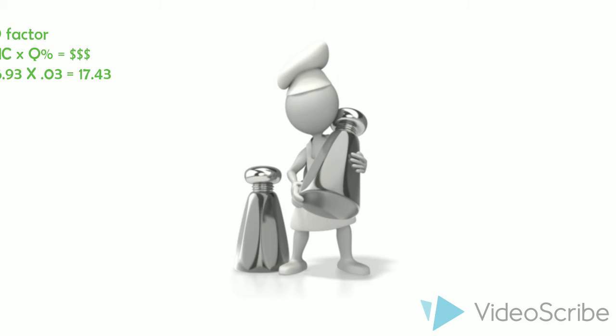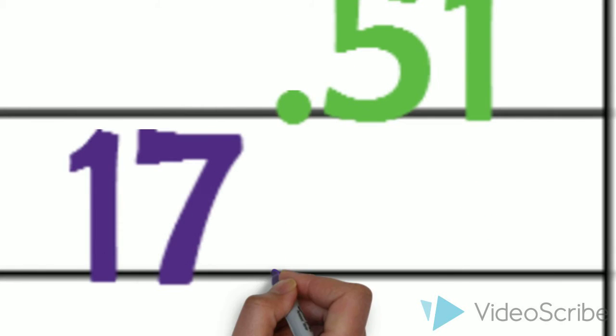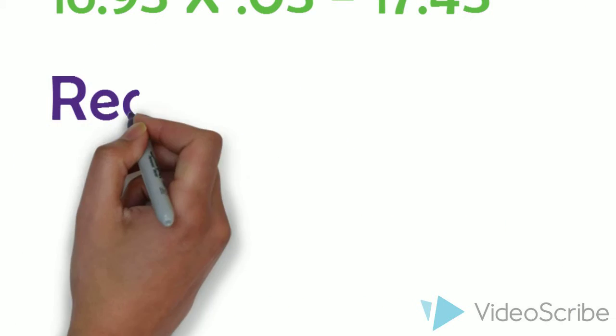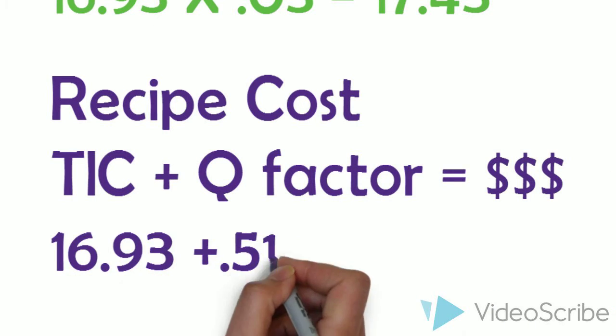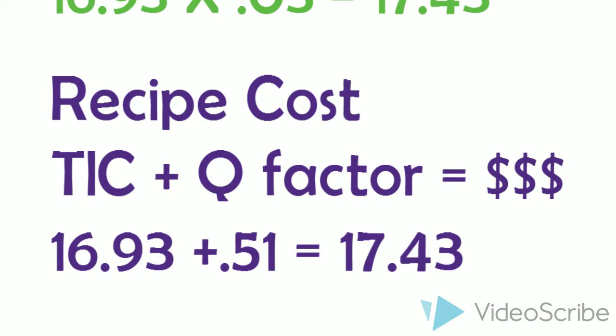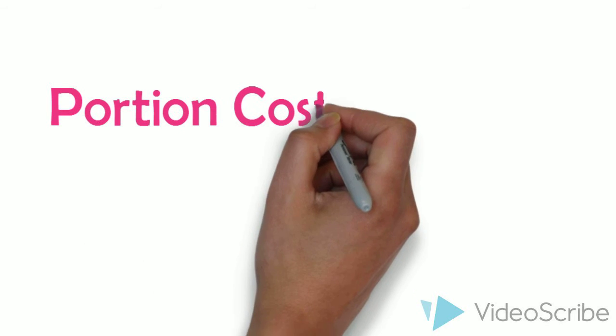The Q factor is basically the unquantifiable amount of ingredients we put into a recipe. This is typically a stationary price set by our management. It's found by adding up all the ingredients like salt, pepper, and pan spray in a weekly inventory, and then dividing by the number of customers you have per week. So to find the recipe cost, we take the total individual ingredient cost plus the Q factor: $16.93 plus 50 cents gives us $17.43.